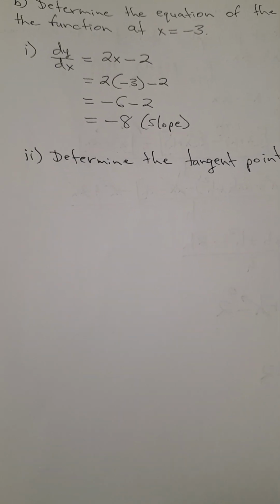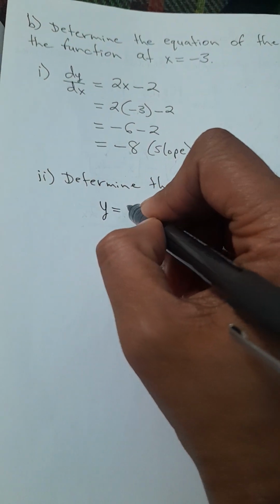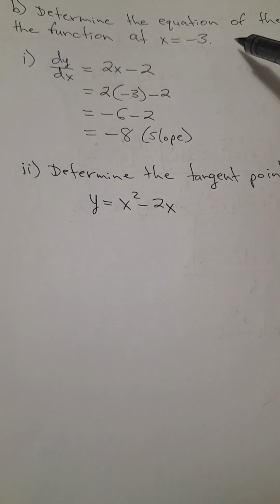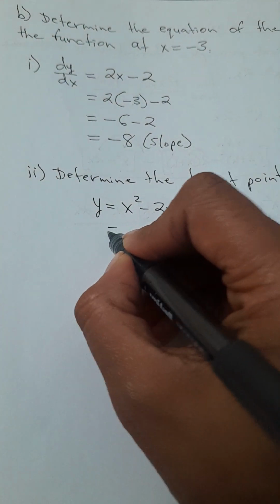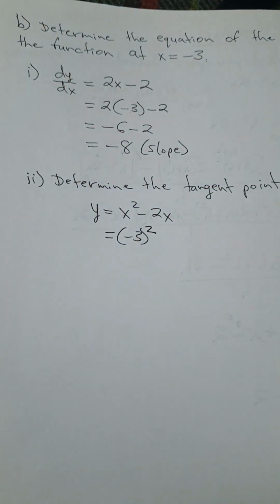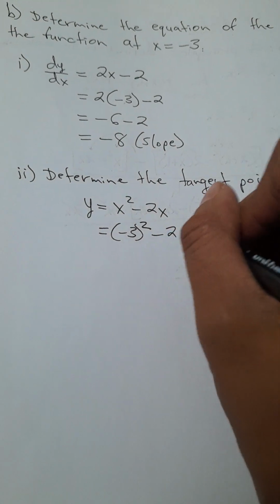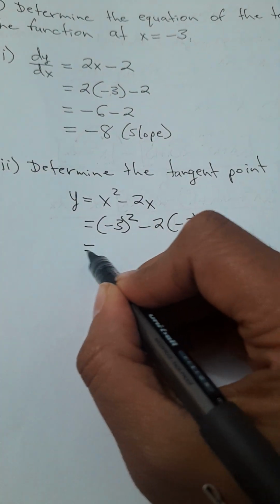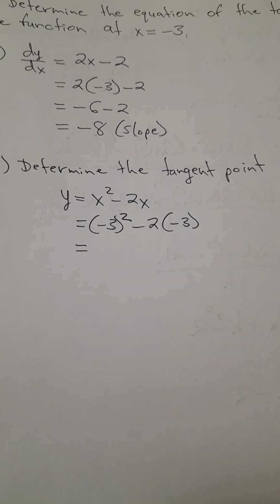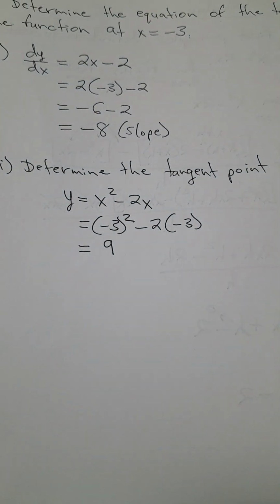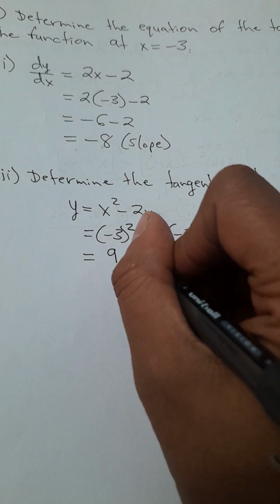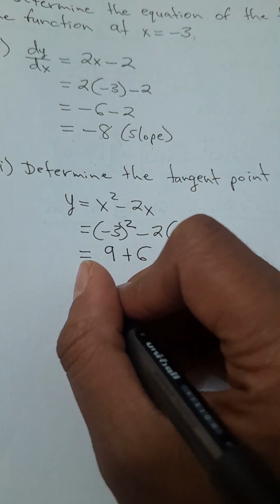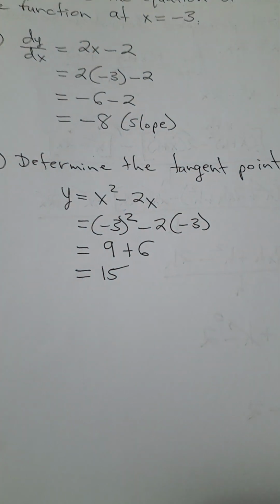And how are we going to do that? We're going to take the original function, which was y equals x squared minus 2x. I'm going to again substitute x equals negative 3 into this function. So negative 3 squared minus 2 times negative 3. All right, so this is negative 3 times negative 3, positive 9. And this is negative 2 times negative 3, which is positive 6. I'm going to add that together, which is equal to 15.